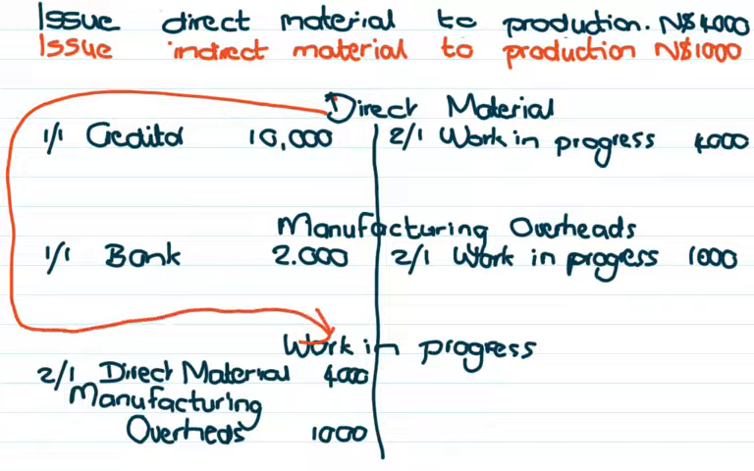All right, then I have my manufacturing overheads. I had my indirect materials on the debit side. I'm now transferring it to the work in progress account. So on the credit side, 1,000. And then on the debit side of my work in progress, I will find then my direct materials and my overheads. So in my work in progress account at this stage, I have 5,000.